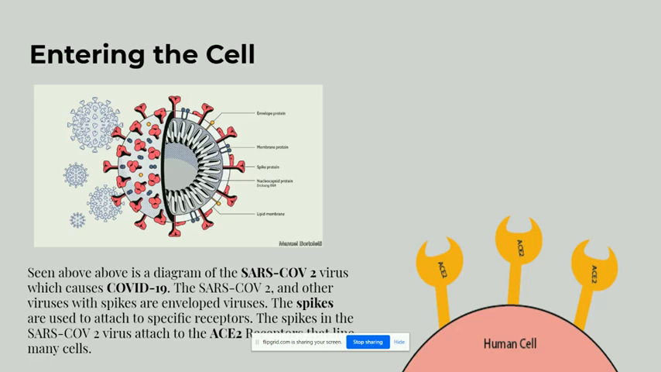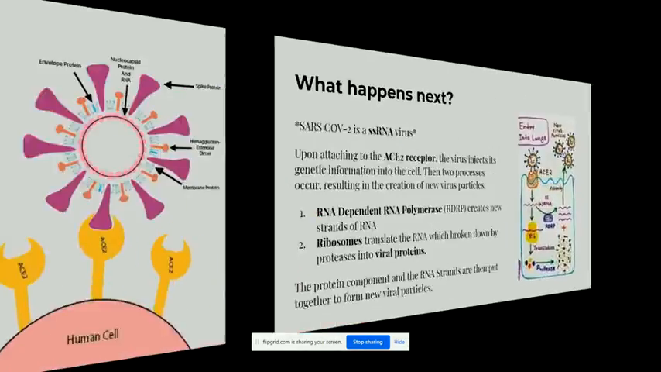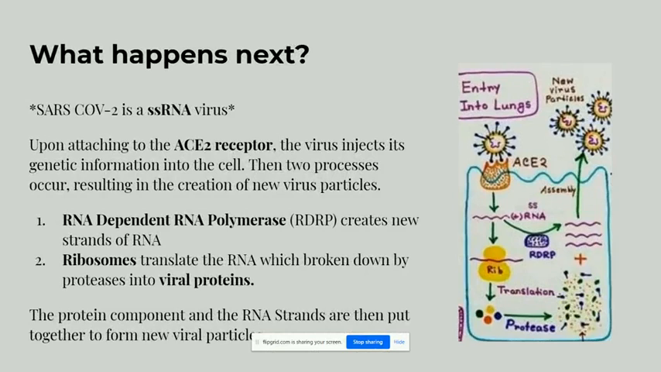SARS-CoV-2 is like other viruses with spikes because it's an enveloped virus, and most spiked viruses are infectious and they use their spikes to attach to specific receptors. The spikes in the SARS-CoV-2 virus attach to ACE2 receptors that line many human cells, as you can see over here. Okay, so what happens after that?